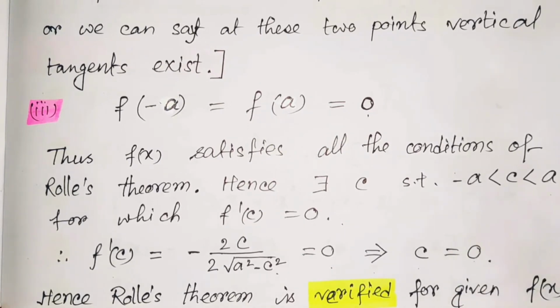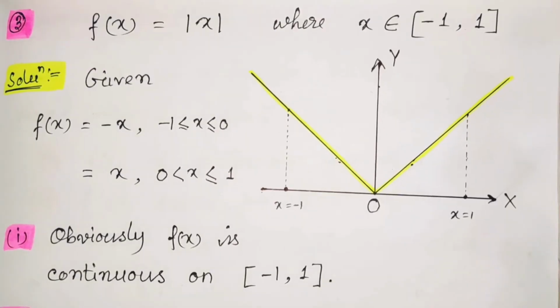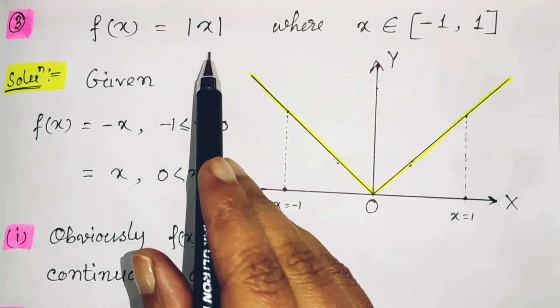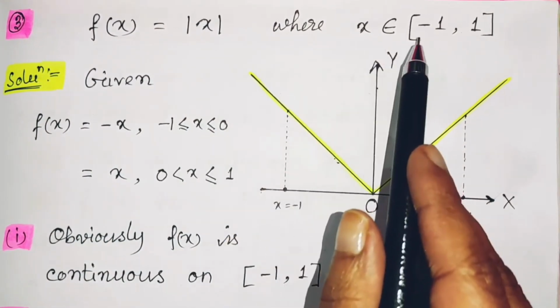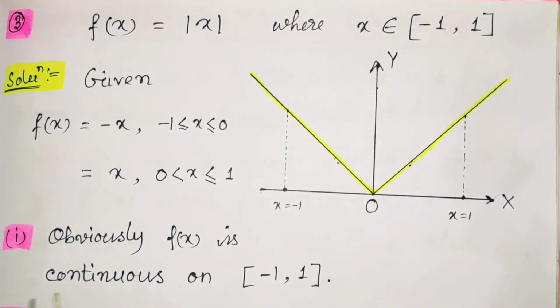Hence we can say Rolle's theorem is verified for this given function also. Now let us take one more example, f(x) = |x| within the range -1 to +1. At first, let us draw the graph of the given function.